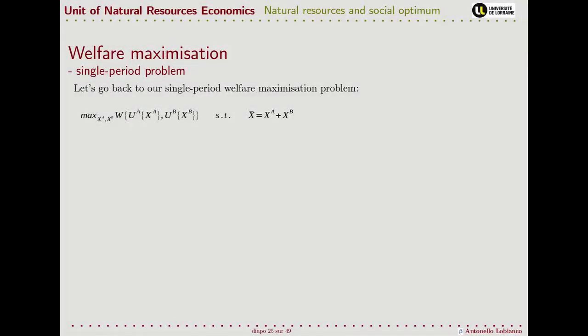Now that we learned the Lagrange multipliers method, let's go back to our problem of welfare maximization. To recall the problem, we have to maximize the welfare that depends on the utility of two individuals, which in turn depends on their level of consumption. And all this, choosing these two levels of consumption, knowing that we have a sort of budget constraint: the total consumption must be equal to the amount of goods available.